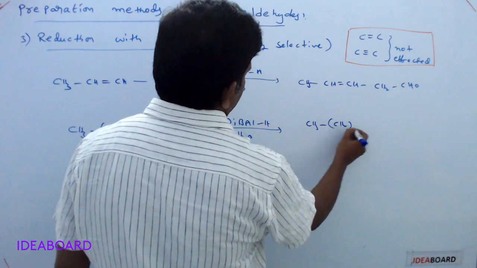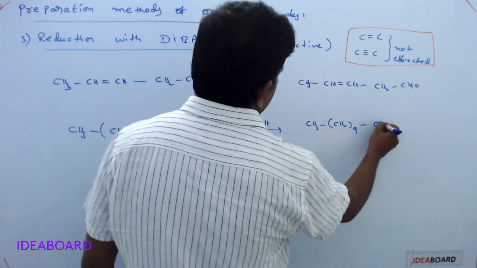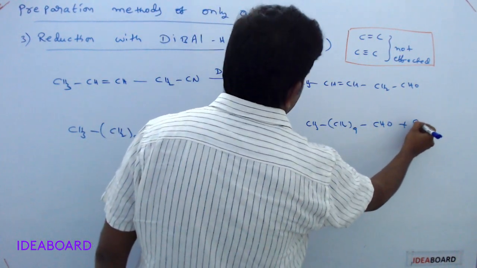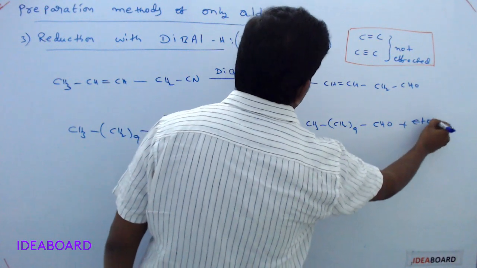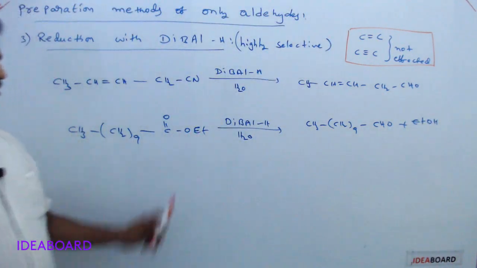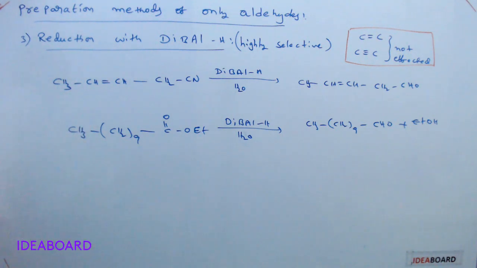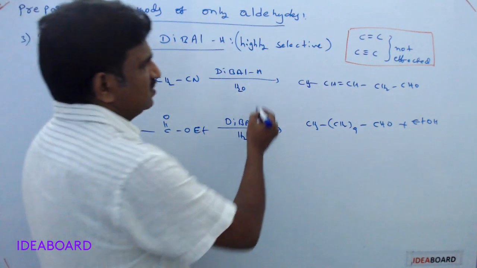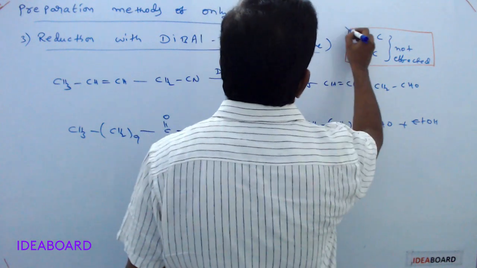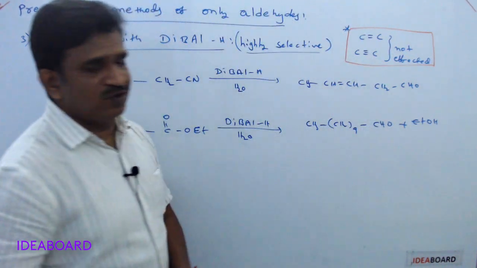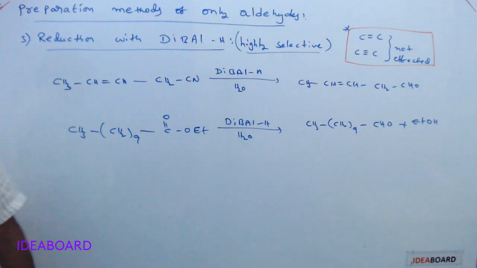Here it is an ester, and we are getting CH3 CH2 9 times CHO plus EtOH. EtOH means ethyl alcohol. Et group means ethyl group. This is a DIBAL-H reaction. It is a highly selective reagent, and it doesn't affect C double bond C and C triple bond C groups. Double bonds and triple bonds are not affected.